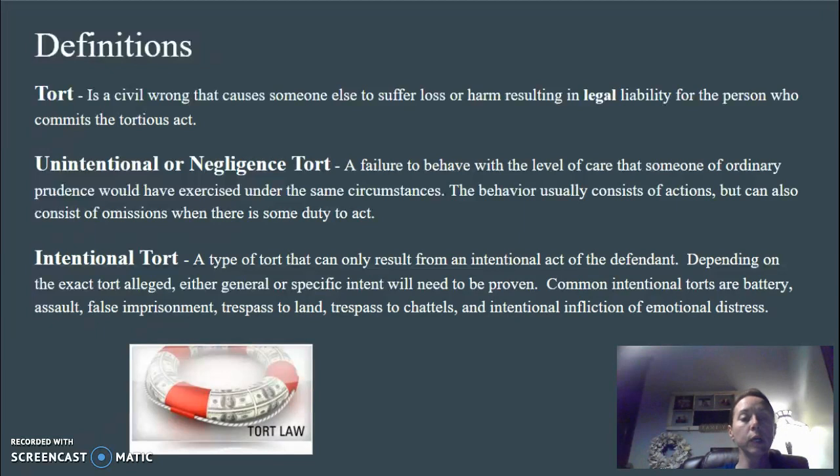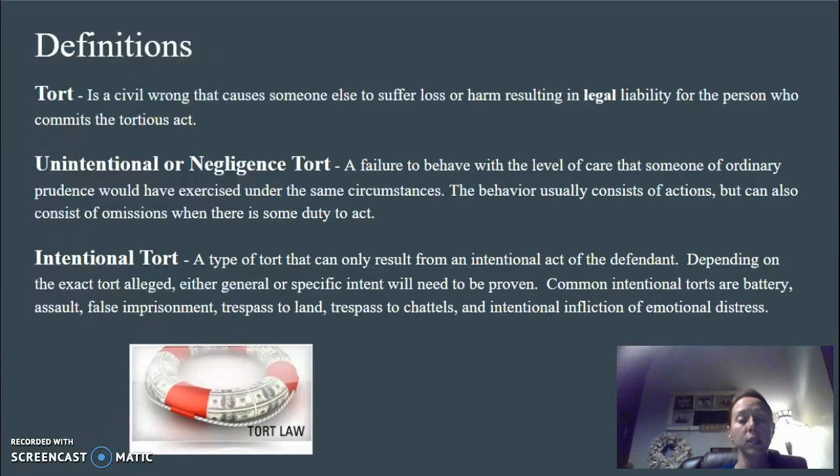Definitions. Tort is a civil wrong that causes someone to suffer loss or harm resulting in legal liability for a person who commits the tortious act. An unintentional or negligent tort is a failure to behave with a level of care that somebody of ordinary prudence would have exercised under the same circumstances. The behavior usually consists of actions, but can also consist of omissions when there is some duty to act.